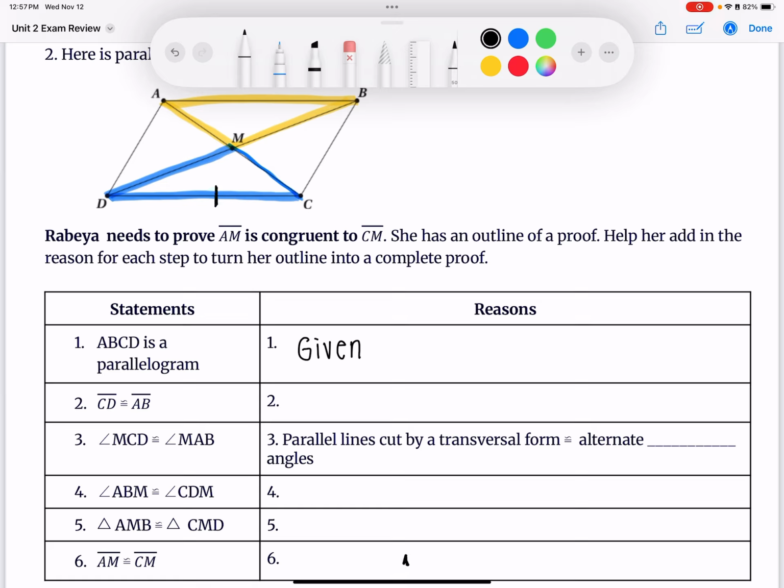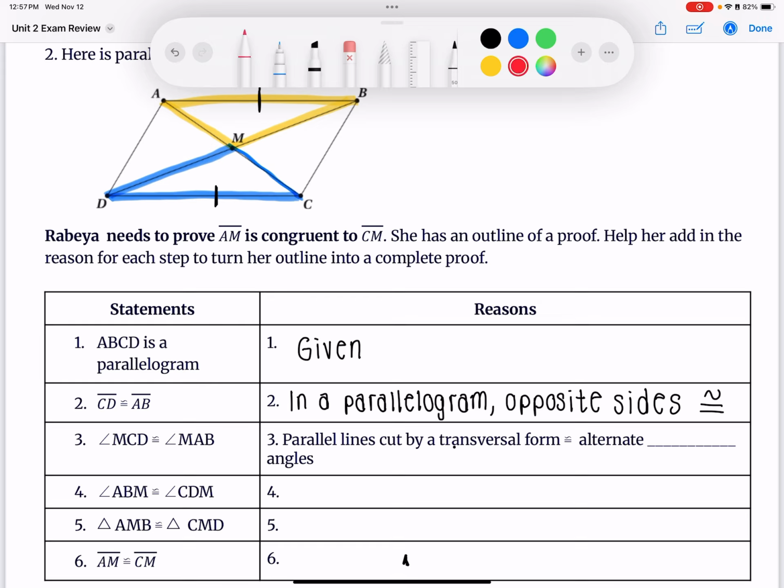add that tick mark, is congruent to line segment AB. And we know that because in a parallelogram, opposite sides are congruent. And I'm going to write this congruent symbol here.